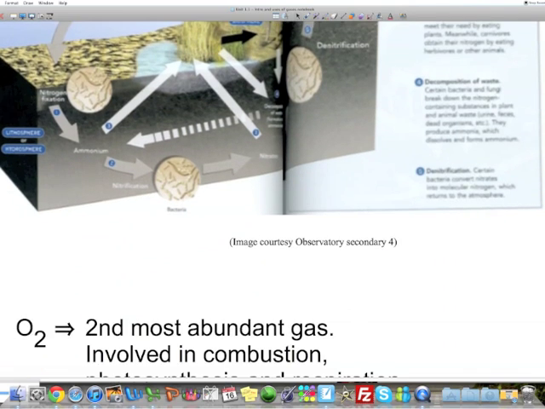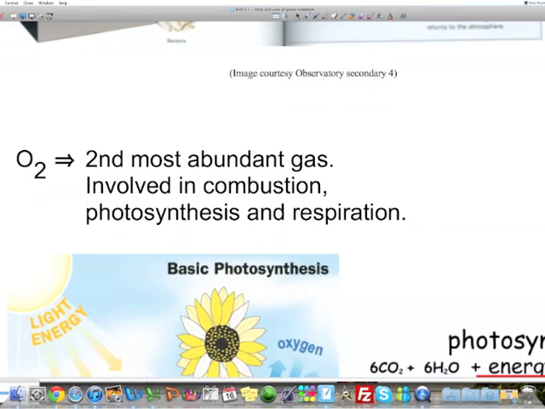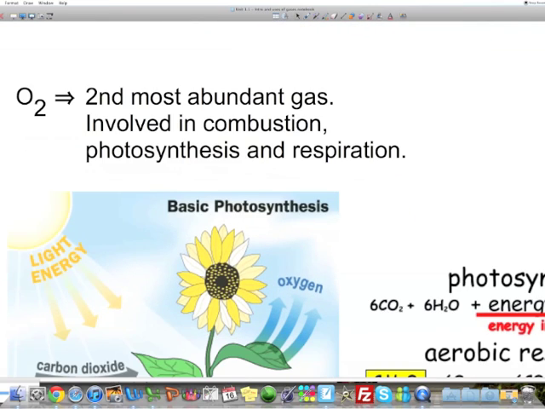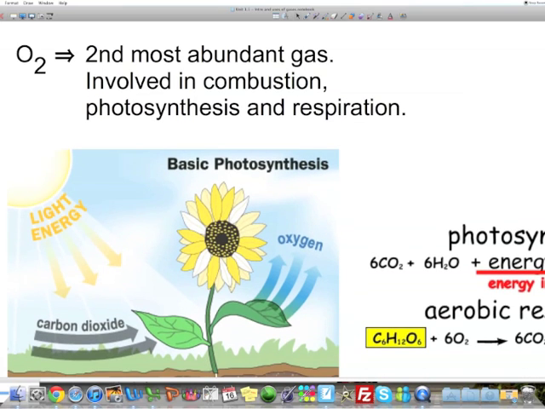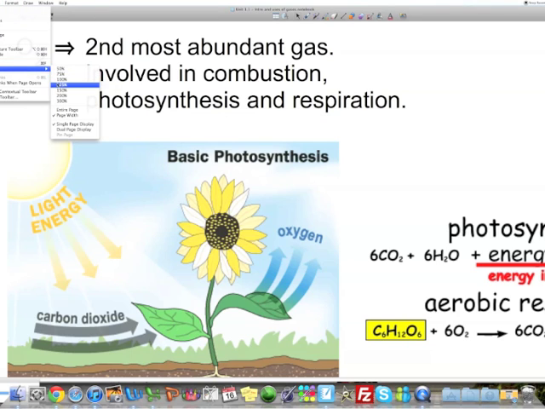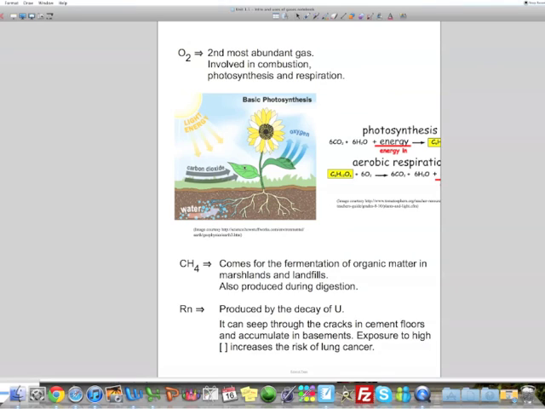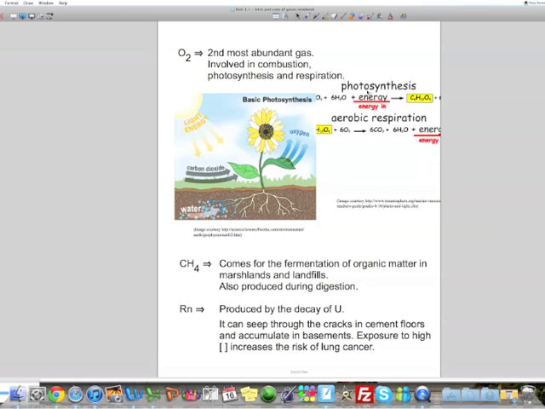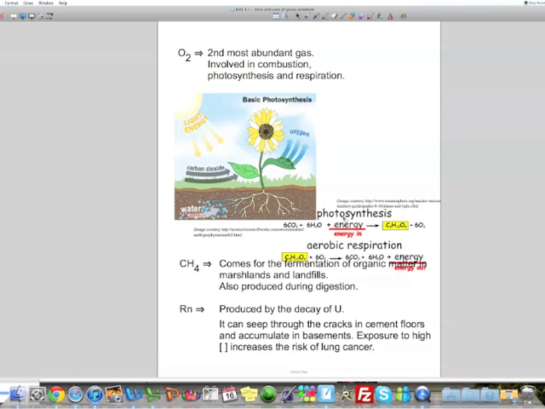Next, we have oxygen. So we know that we need oxygen to live, right? Plants do, and we do too. So we have, for example, oops, sorry about that. Let's just zoom a little back. Oh, that doesn't work. Oh well. Here you have photosynthesis. I'll move it here, whatever.